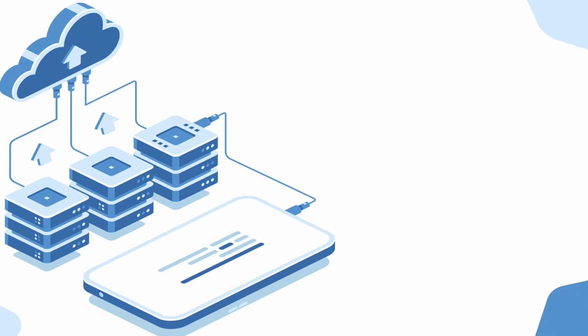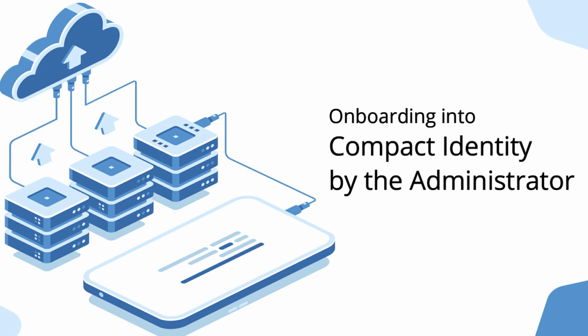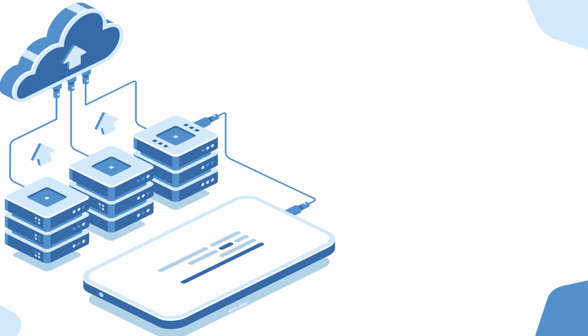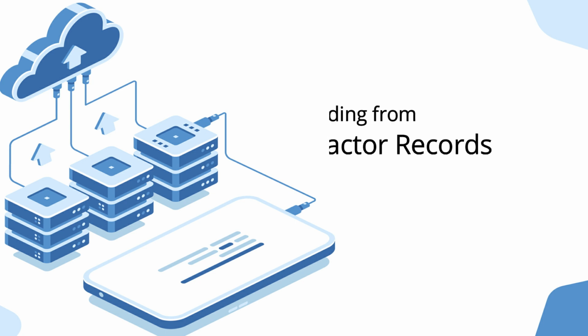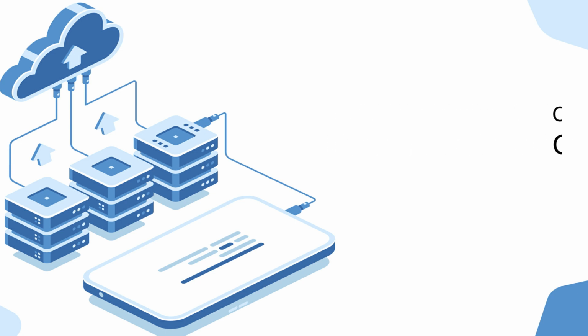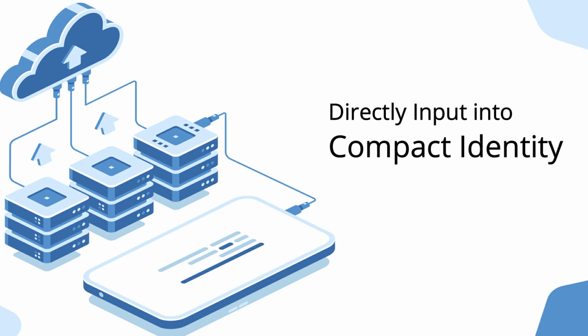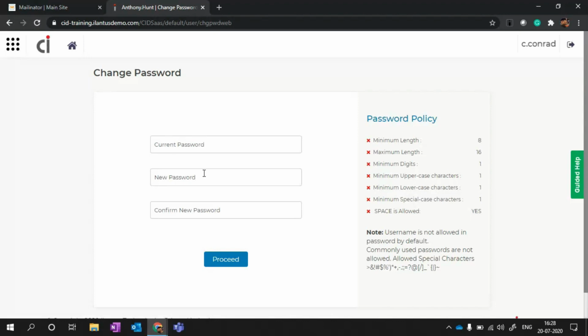Conrad is being onboarded into the Compact Identity platform by the administrator through a spreadsheet. Users can be onboarded from databases, other systems that the company uses to maintain contractor records, or even keyed directly into Compact Identity. This is the only admin activity you'll see in this demo. Once onboarded into the system, you'll receive your welcome email to log in and change your password.